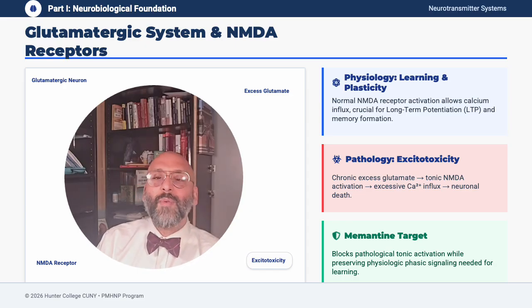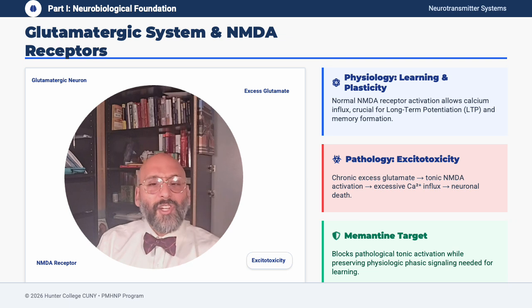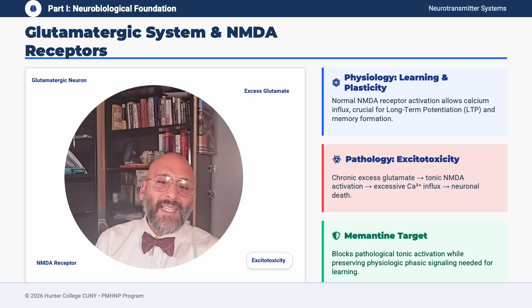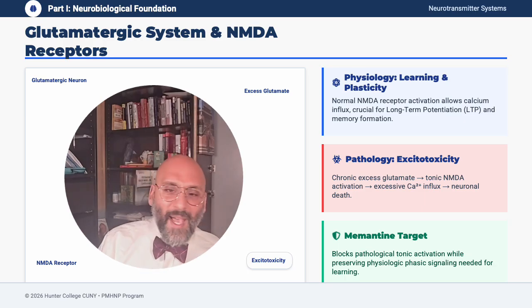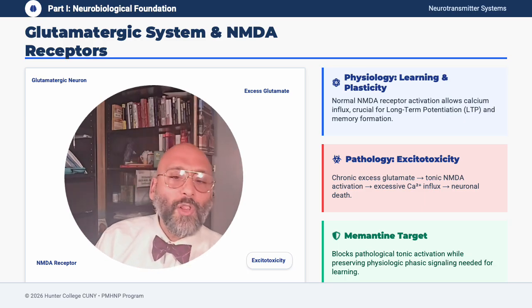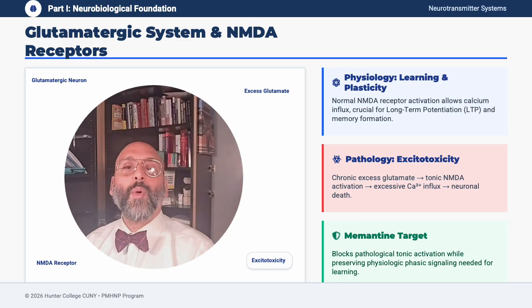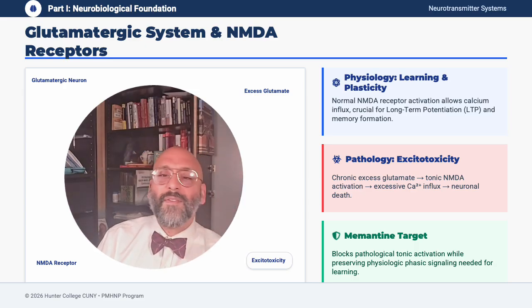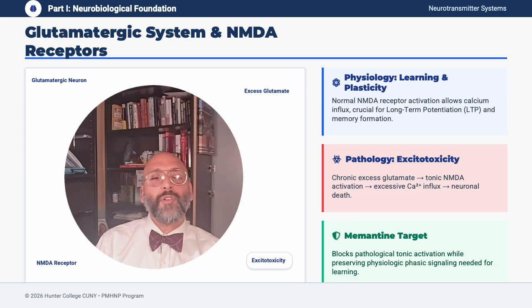So the takeaway here is simple. Cognition depends on excitation, and that's precisely regulated. So too little NMDA activity is going to impair learning, and too much is going to destroy neurons. And psychopharmacology in this domain is never about turning receptors on or off. It's just about protecting the conditions under which learning can still occur.